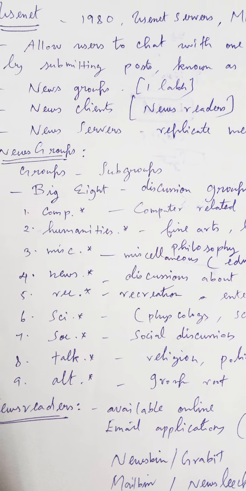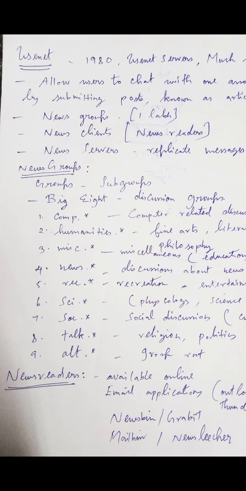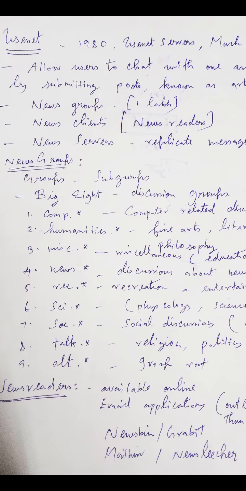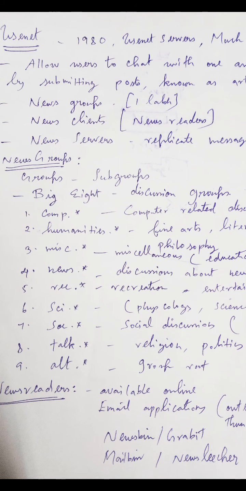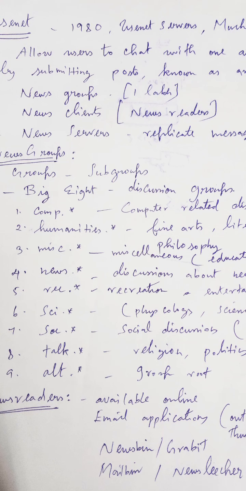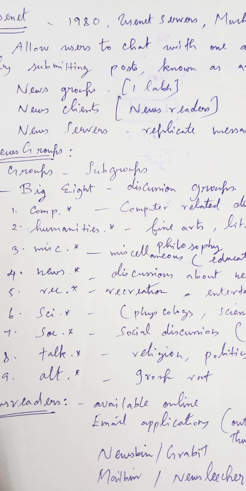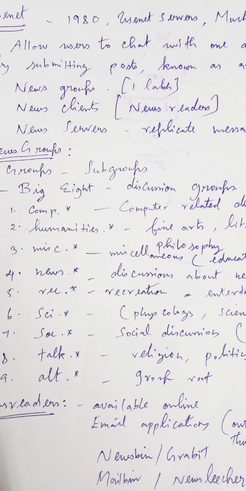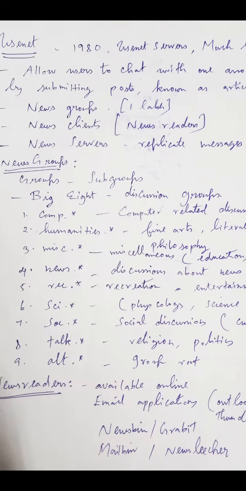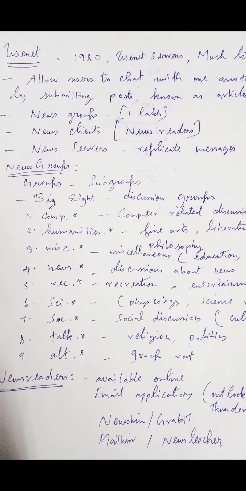The next one is news servers, in the sense, whatever you have to share will be put on a particular system. That particular system used to replicate the messages from one computer to another computer. So news servers are the servers which consist of some articles, and which pass the messages, replicating them from one computer to another computer. Those computers we used to call news servers.